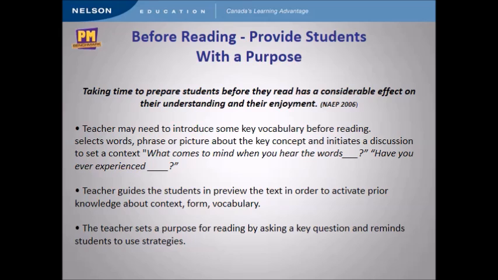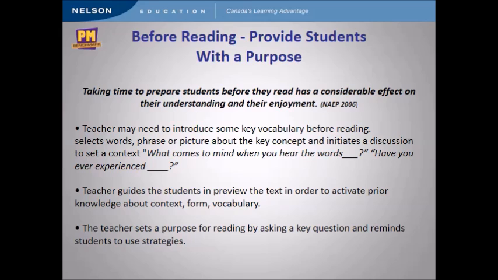So we might say to students things like, what comes to mind when you hear the words? Or have you ever experienced, to get them to talk about it. We might talk about the cover of the book. What do you predict the book is going to be about? So the whole purpose of this is to activate students' prior knowledge and to perhaps introduce some of the new vocabulary or maybe even a new structure of the text.